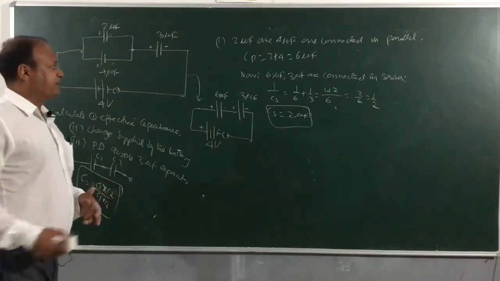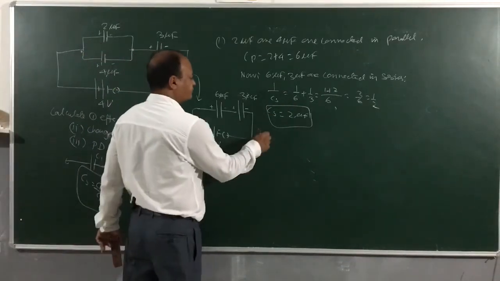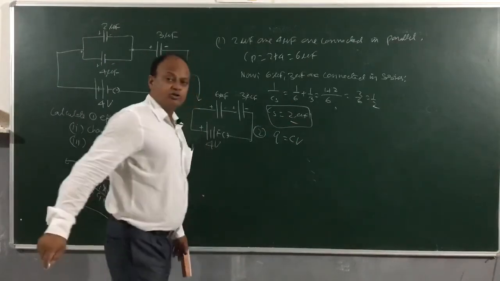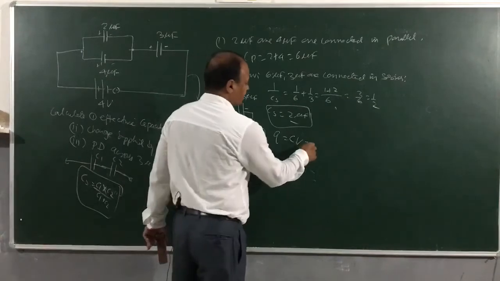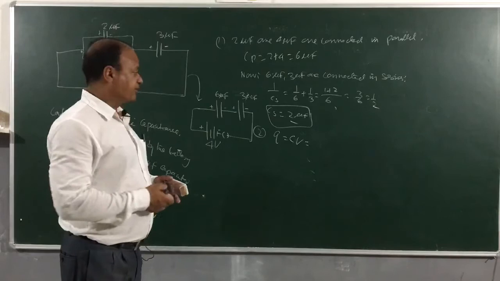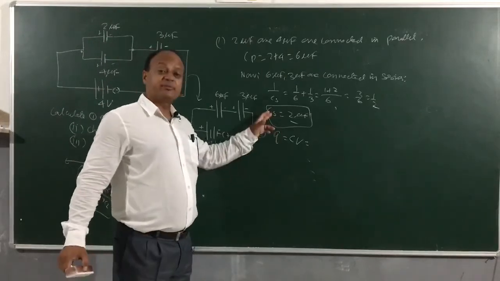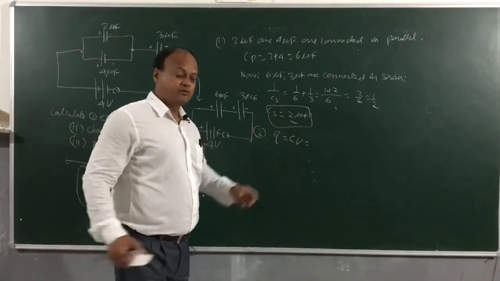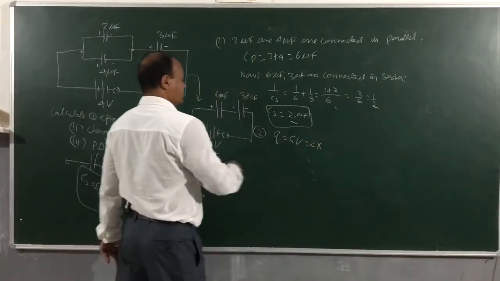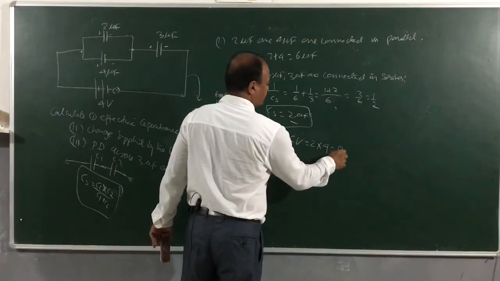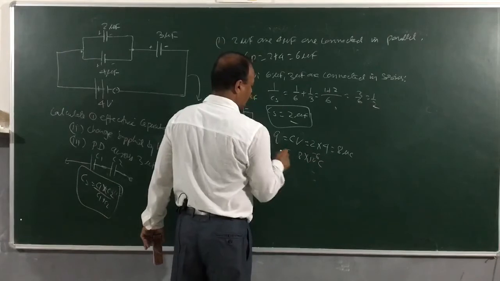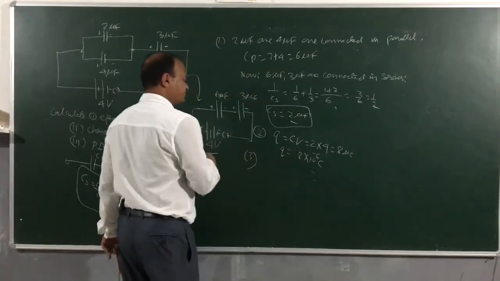Now charge supplied by the battery, second answer. Q is equal to C into V, and C is what? 2 microfarad. Remember, whenever I am finding the charge supplied by the battery for the entire circuit, then I will require C. C is what? Effective capacitance, which in this case is how much? 2 microfarad. So I will be writing 2 into V is 4, 8 microcoulomb, or 8 into 10 power minus 6 coulomb. So this is Q I got.